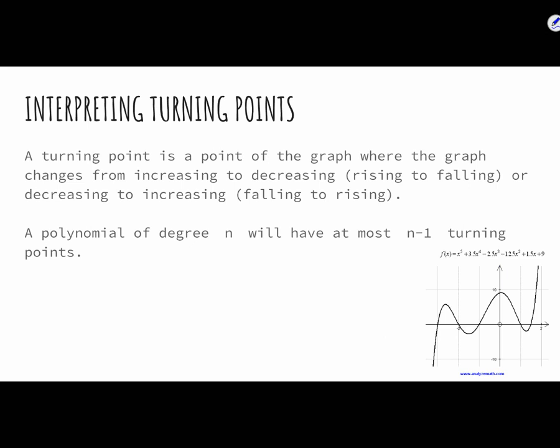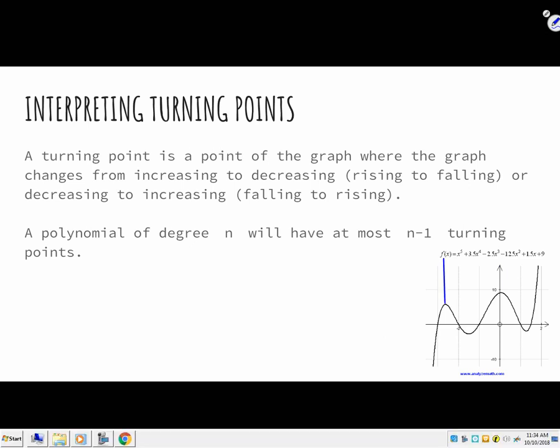Now a turning point is simply a max or a min, or wherever this graph changes from increasing to decreasing or decreasing to increasing. So as you can see, this graph has 4 turning points right here, one at each one of these little hills and valleys. That's the definition of a turning point. If I look at this polynomial, I'm so sorry it's so small, but that polynomial is degree 5.